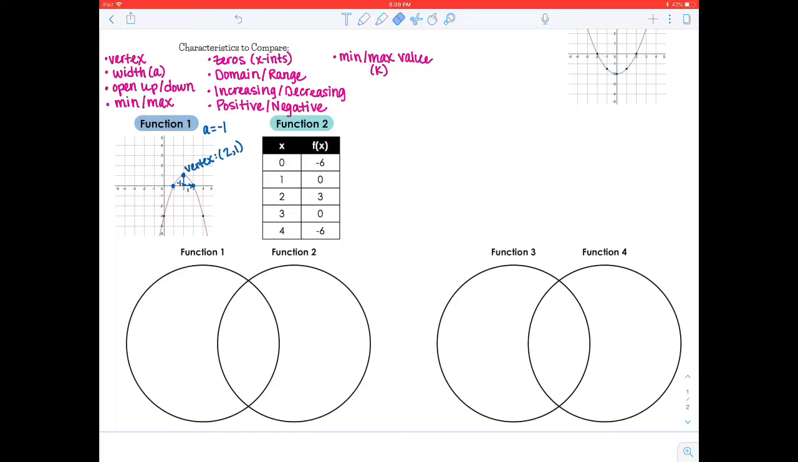Okay, let's find those same features on the table now for function 2 so that we can start processing what our Venn diagram is going to look like, where we're going to start organizing things, what's the same and what's different. Okay, so remember when you do a table for quadratics, your vertex is in the middle because that's your center point. It's in the middle of everything, and then the points on either side of it are symmetrical.